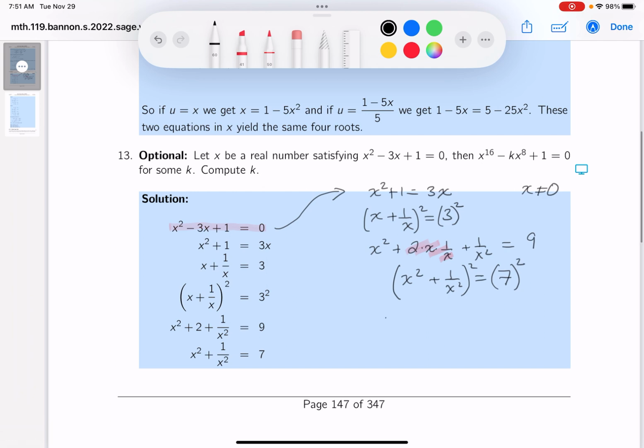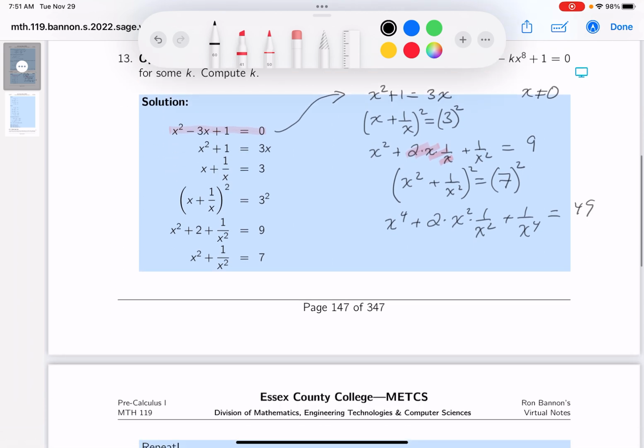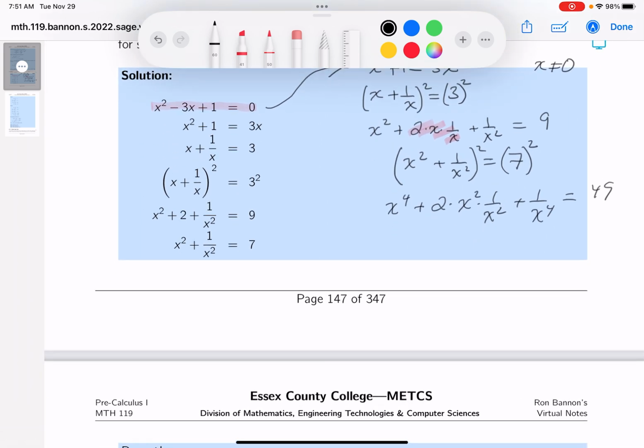And then I repeat. I square again. What do you get there? You get x to the 4th plus 2 times x squared times 1 over x squared plus 1 over x to the 4th. That equals 49. All right, let's keep moving. What I notice now is it's really just x to the 4th plus 1 over x to the 4th. This middle term again is just the number 2, and I'm going to subtract 2 from both sides. And you get 47.